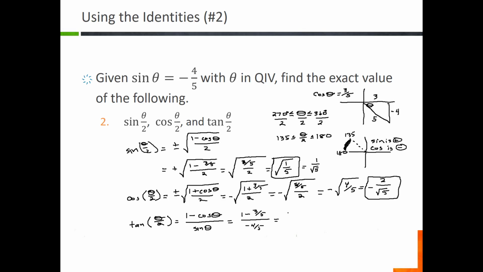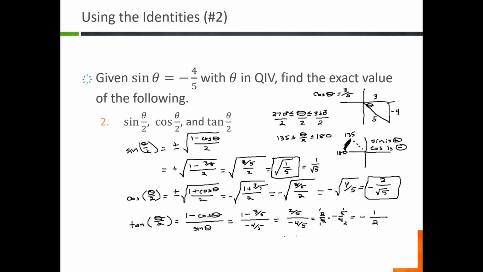1 minus 3/5 is going to be 2/5, because it's 5 minus 3 all over 5. And then we have a negative 4/5. When you divide by fractions, you multiply by the reciprocal. So 2/5 times a negative 5/4. The 5s are going to cancel out, just leaving 1s. And then the 2 is going to reduce with the 4 a little bit. So we have 1 times a negative 1, so it's a negative 1 over 1 times 2, which is 2. So it turns out to be a negative half.